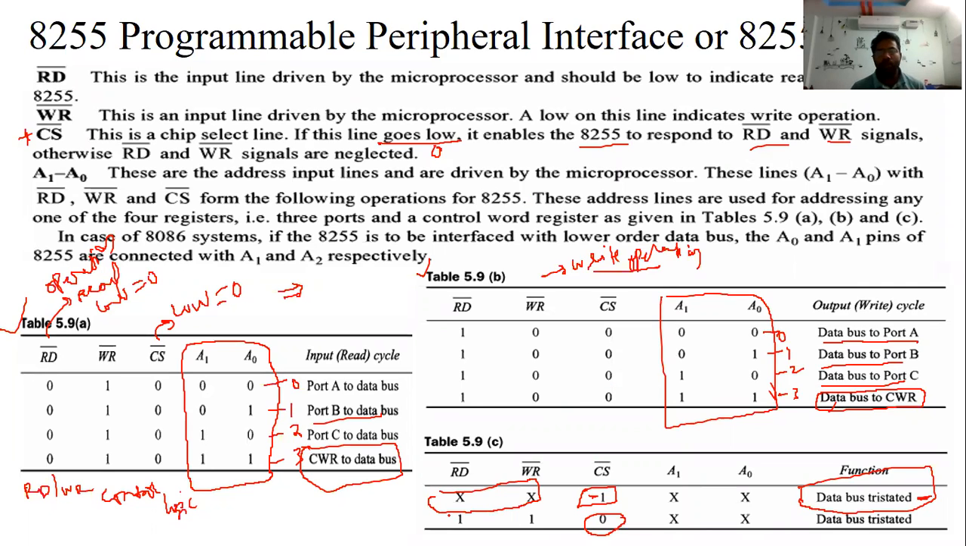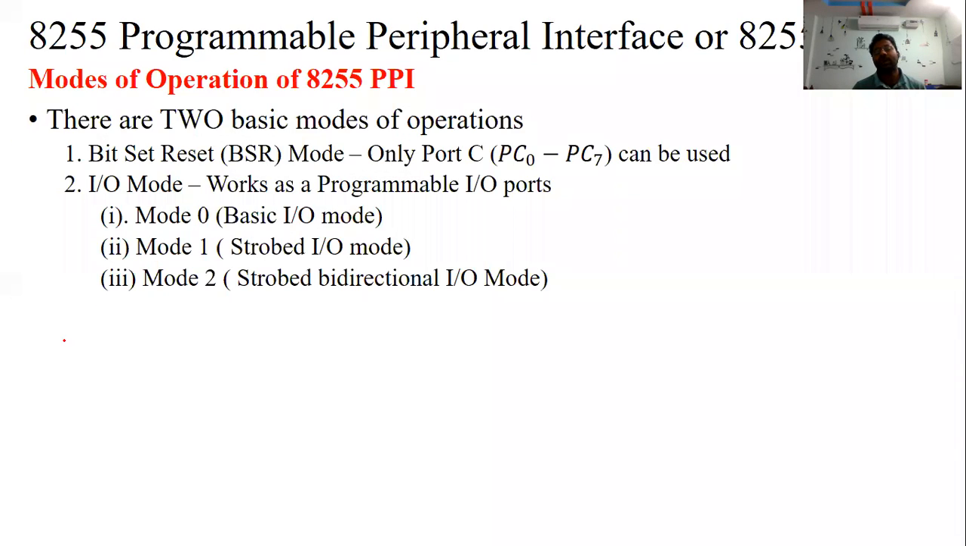At the same time, what about this? Nothing but when the read and write logic is 1, again it is the data bus tri-state. So there are 2 parts. Now, as you see this, this 8255 PPI works in 2 basic modes of operations.